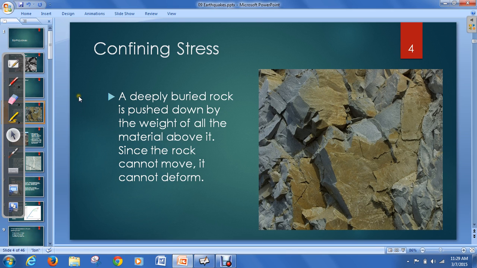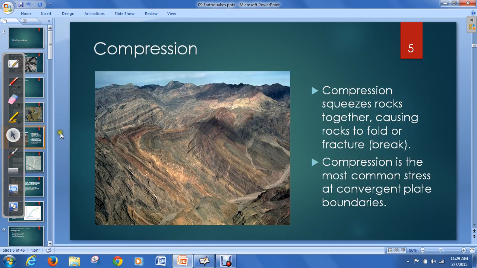Okay, the next type is what we call compression. Okay, and compression is when you squeeze rocks together or push rocks together, which causes them to fold or to fracture, which basically means they break. Okay, and like you would expect if you remember the plate tectonics chapter, compression is most common with a convergent plate boundary because you have the two sides pushing in.